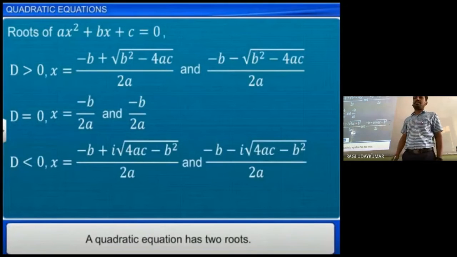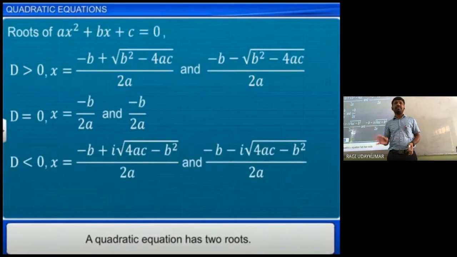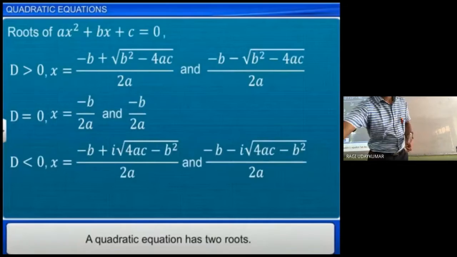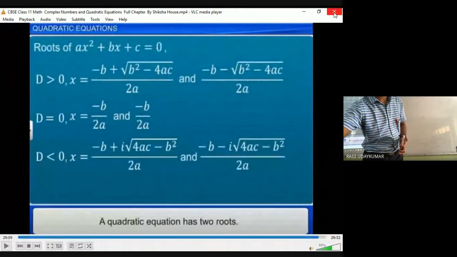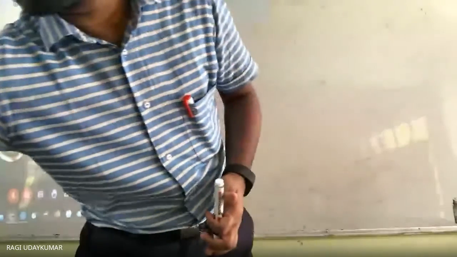Minus is taken common if less than 0. One root is minus b plus or minus i into under root of 4ac minus b square, all by 2a. So this is the way to find the roots of the quadratic equation.